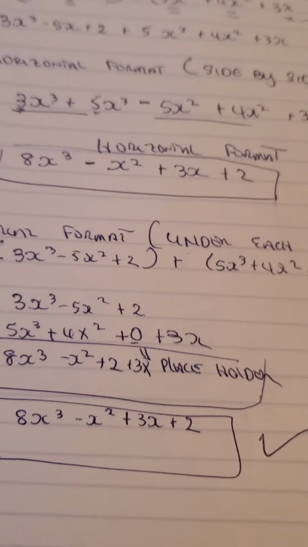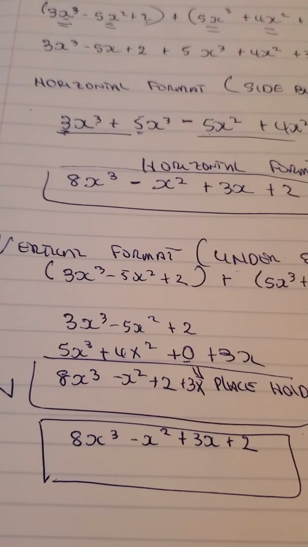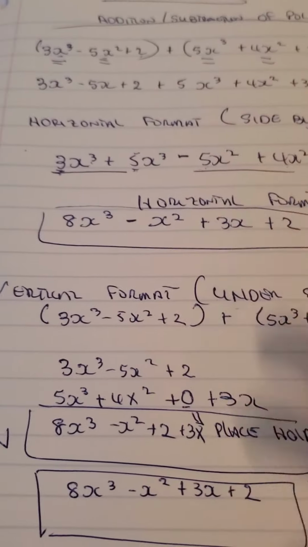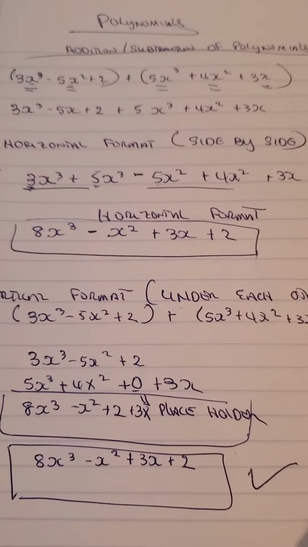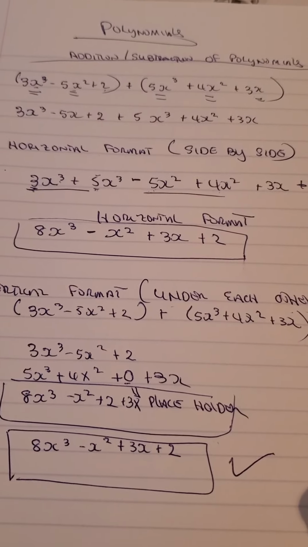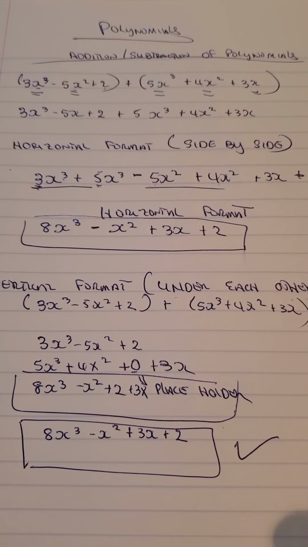Also, I'm not sure if the exam is going to specify whether you should do horizontal format or vertical format. Most likely, they'll ask you to choose between them, but whichever works for you is fine, as long as you are able to add this polynomial and work it out correctly. All right, let's move on to subtraction.